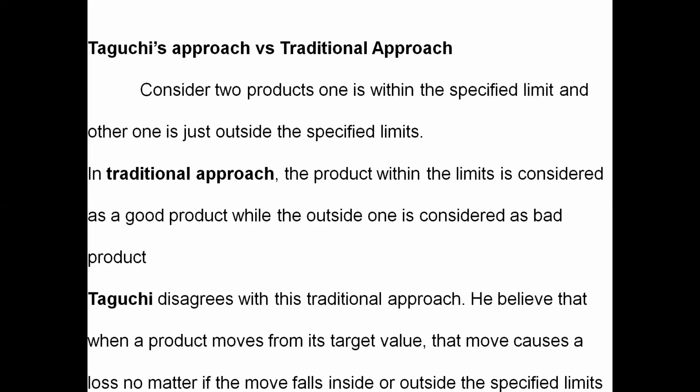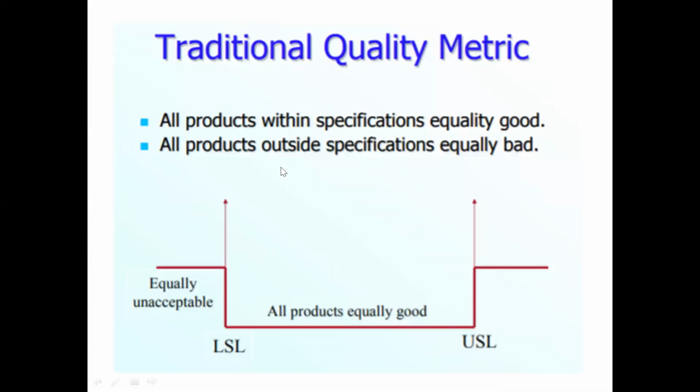That is the main thing. Uploads 100% perfect. That is here towards a zero only. Traditional approach, if you see the drawing in this one, lower specified limit, upper specified limit, in between this, all the components are found to be good. Other than that, the products are going to be unacceptable. All products within the specification are equally good. All products outside the specification are equally bad. This is called a traditional approach.